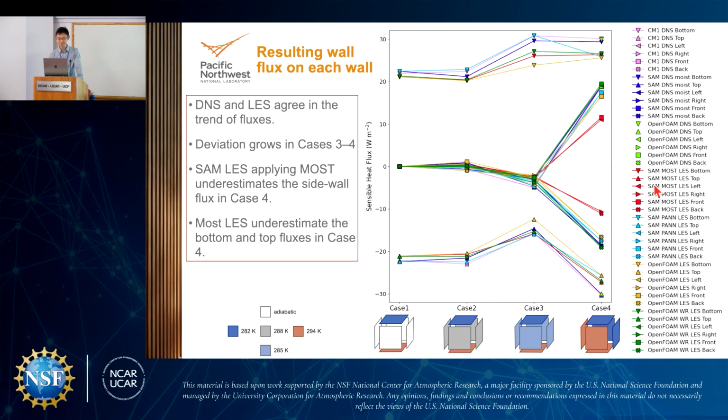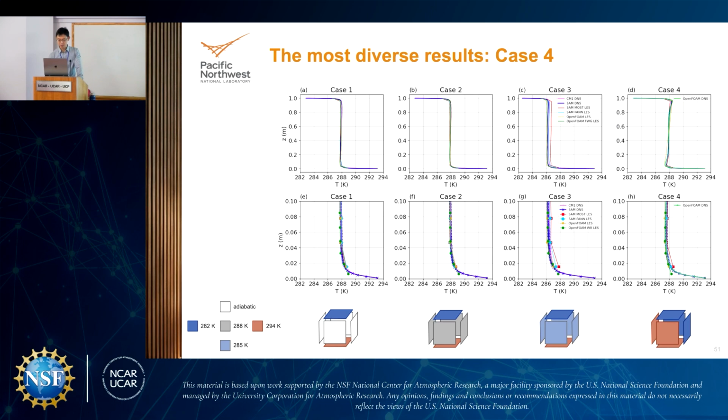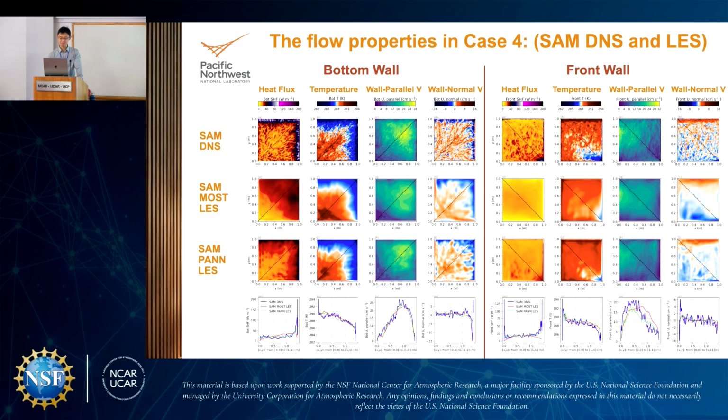And if we look at the temperature profiles, we can see that although the wall fluxes have some deviations, the mean temperature looks relatively not too bad, except for case 3, where again the red line stands out. This is SAM LES with MOST wall model because it underestimates the sidewall fluxes. So it underestimates the cooling effect from the sidewalls, and the resulting temperature is warmer than other models.